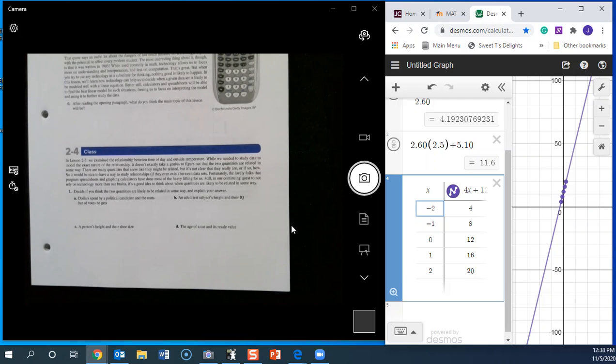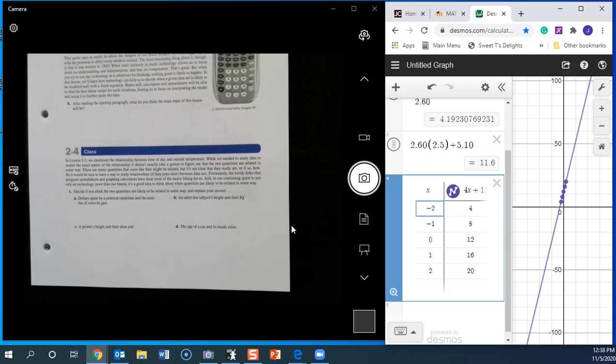It says here in lesson 2.3, we examine the relationship between time of day and outside temperature. While we needed to study data to model the exact nature of the relationship, it doesn't exactly take a genius to figure out that the two quantities are related in some way.